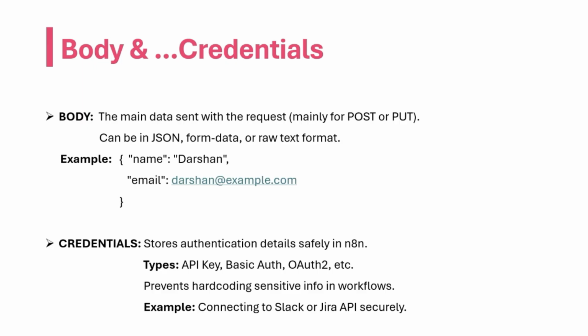And finally, this is our credentials. Credentials store secure authentication details, in our case for n8n. There are certain types like API key, basic auth, OAuth2, etc. These help prevent hard coding sensitive information in workflows. For example, connecting to Slack or Jira API securely, because in n8n, in order to create some workflows, we need to connect our Slack to use the Slack bot or Jira. So API key, basic auth and other credentials help to secure our data and other information like ID and all.